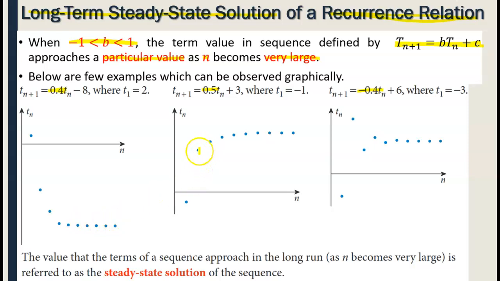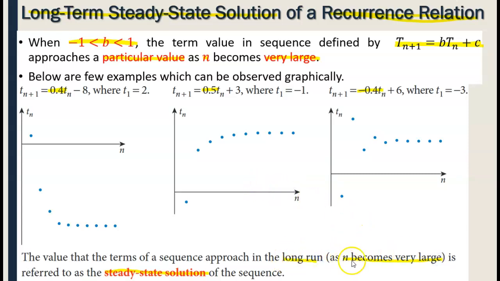The next scenario is where the value increases and approaches a constant value. That means the curve is going towards horizontal. The third scenario is interesting. You can see two lines from positive and negative, and then it approaches a constant value. So no matter which scenario, as long as your p-value is between -1 and 1, the term will approach a steady-state solution in the long run when n becomes very large.